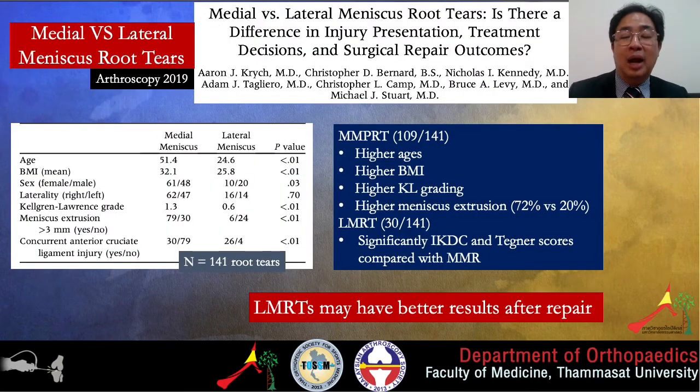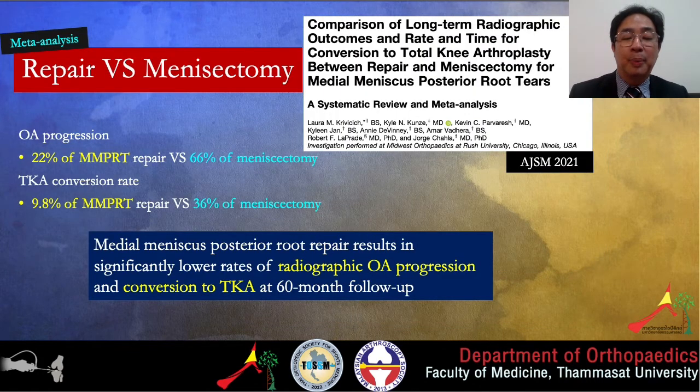This paper, 2019, compared the outcomes after medial and lateral meniscus root repair in 141 root tears. They found that the lateral meniscus root tear had less extrusion, and the result of the repair is better compared to the medial meniscus root. Repair versus meniscectomy: the recent meta-analysis comparing long-term X-ray outcome and conversion rate to joint replacement concluded that the root repair group had a lower rate of OA progression and conversion to joint replacement.